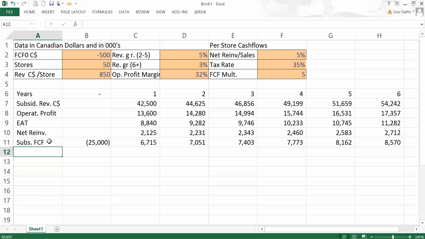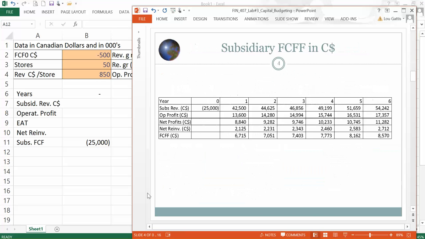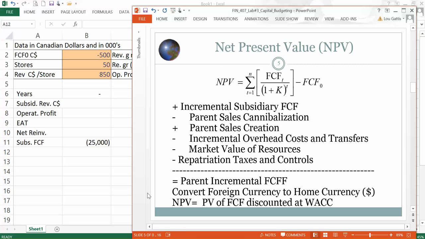Now what we're going to do is make a bunch of adjustments to get to parent free cash flows. And those adjustments we're going to look at are sales creation, sales cannibalization, incremental overhead costs and transfers, market value of any resources used, and then we'll deal with repatriation taxes. We'll then get parent free cash flows, convert it to dollars, and then take an NPV at the WACC.